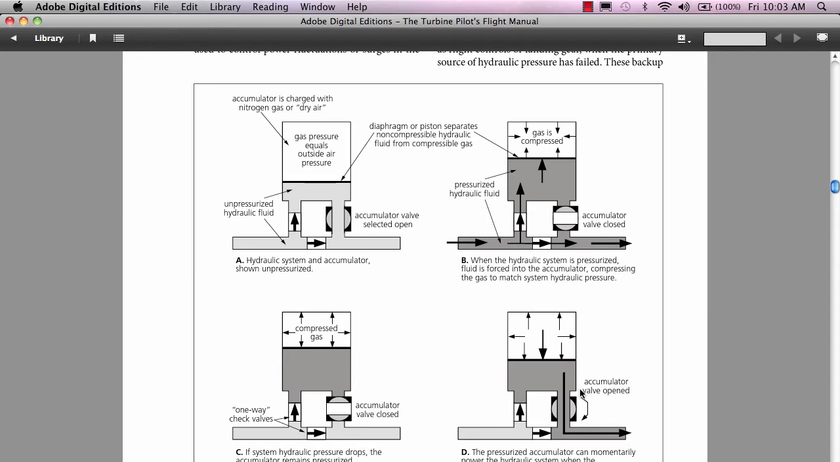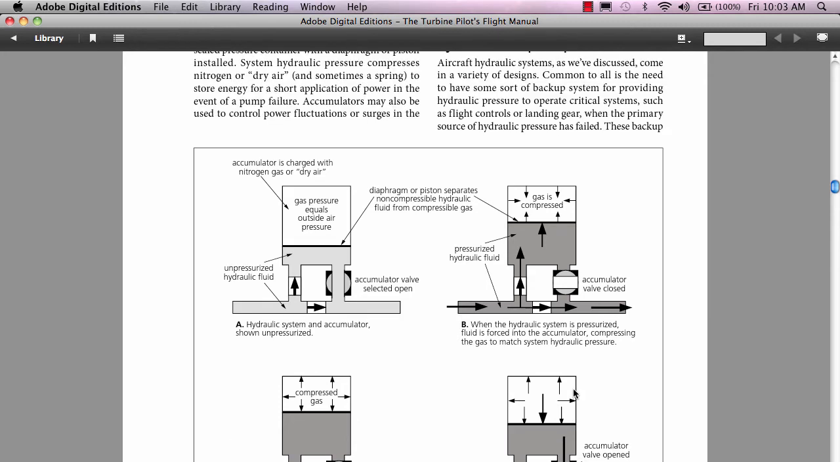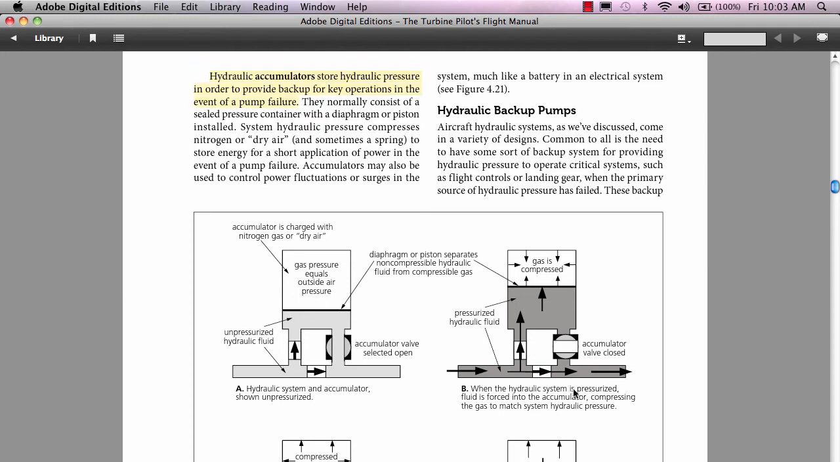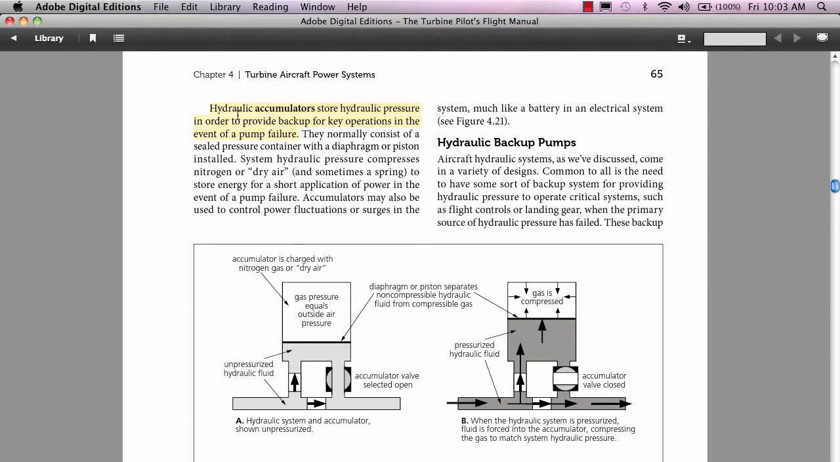Okay, let's go back up. I'm sure you'll have some questions on that one. So the hydraulic accumulator stores hydraulic pressure in order to provide backup for key operations in the event of a pump failure. Okay.